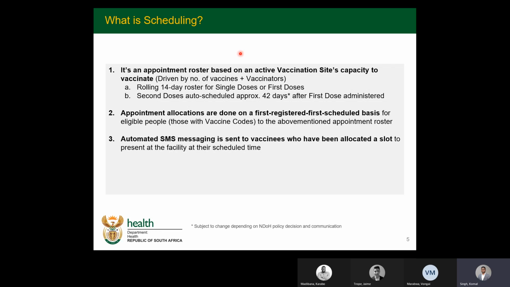The second part of scheduling is that it is based on appointment allocations, which is done on a first registered, first scheduled basis for eligible people. So those that have registered on the Evds system and those with eligible vaccine codes are allocated to the above-mentioned roster, which is these 2 points. The third part is very key. The scheduling system helps with the automated SMS messaging that is sent to the vaccinees who have been allocated a slot, just to be present at the facility at their scheduled time and place.